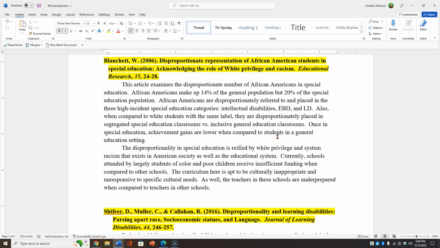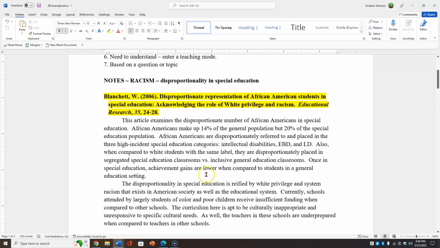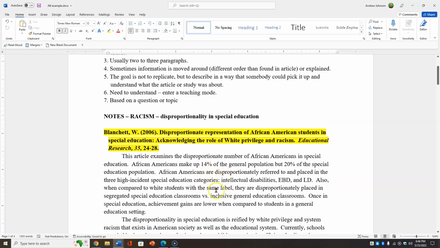And I had to move some of this information around so it made sense in the 2 paragraphs. But based on this, you have a good sense of what this article was about. I'm including just the information related to my question, which was our topic, disproportionality in special education.